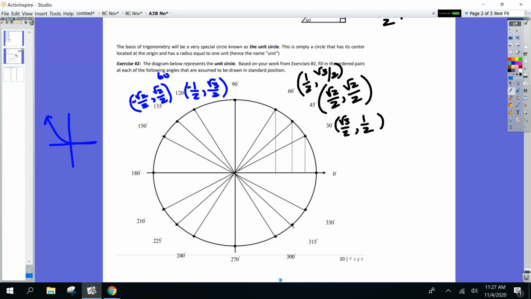All right, let's keep trucking. What about 150? Reference angle for 150. Do your math real quick. 30. Same coordinate as 30. Radical 3/2, 1/2. Just be aware of what quadrant you're in. I got to make that negative.